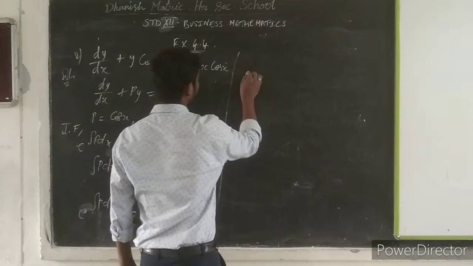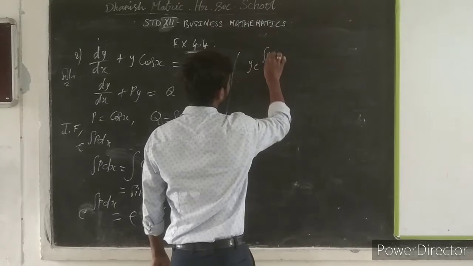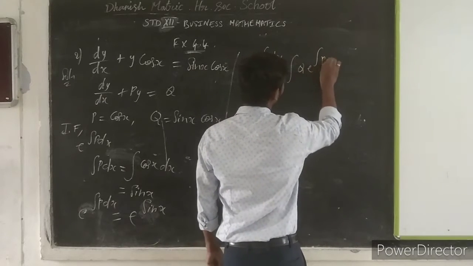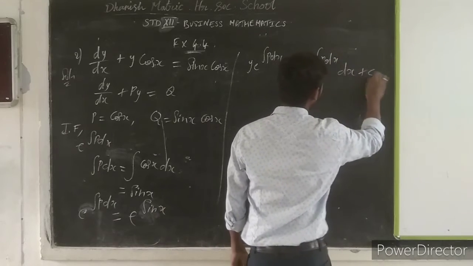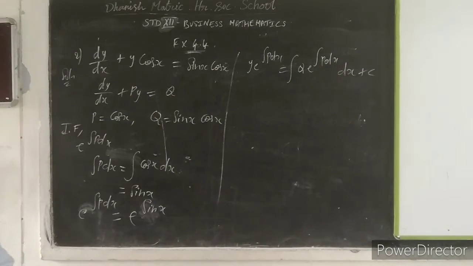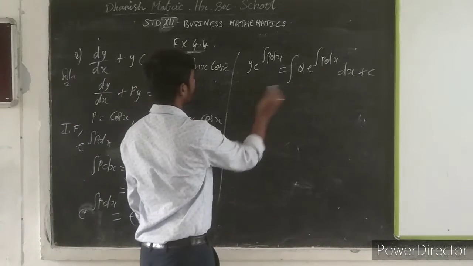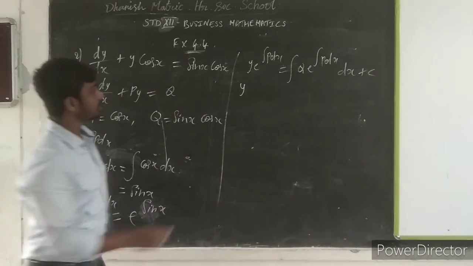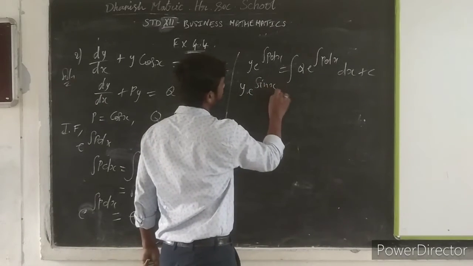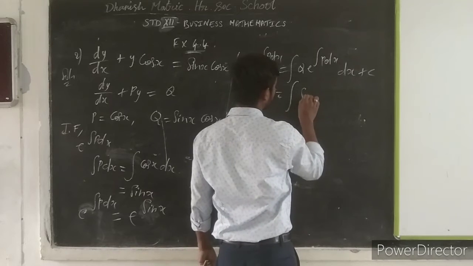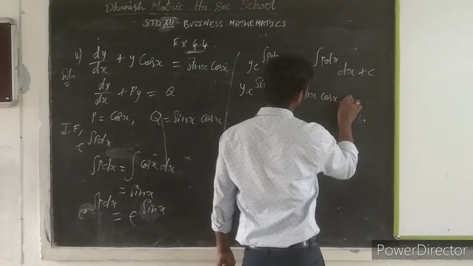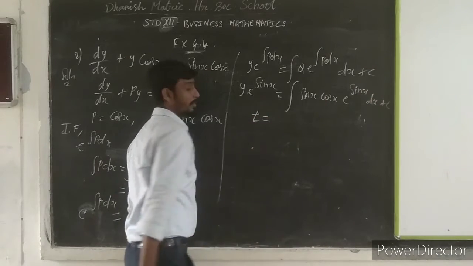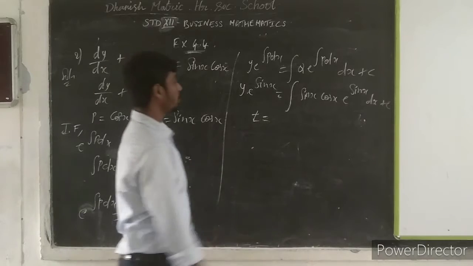Now in the general form, y e power of integral of P dx equals integrate of Q e power of integral of P dx dx plus c. So y e power of sin x equals integrate of sin x cos x e power of sin x dx. First we apply the substitution method: t is equal to sin x.